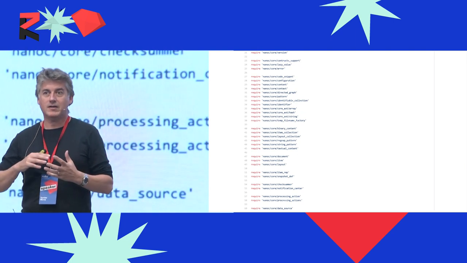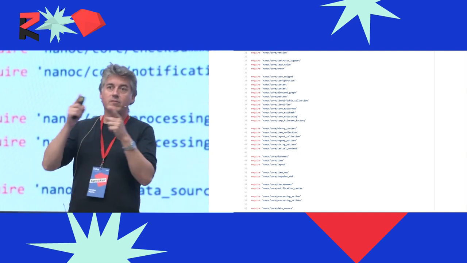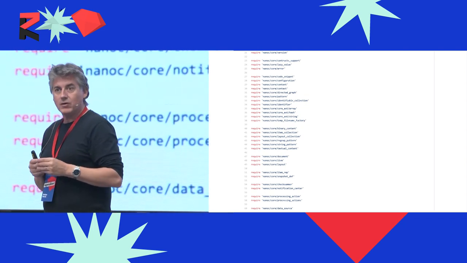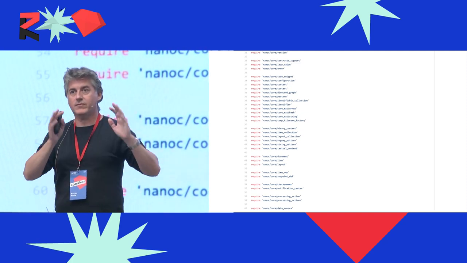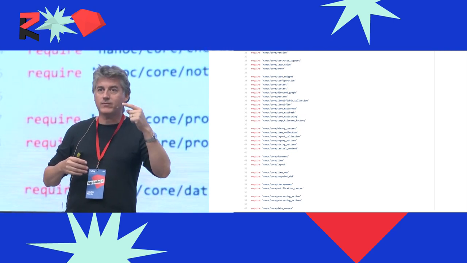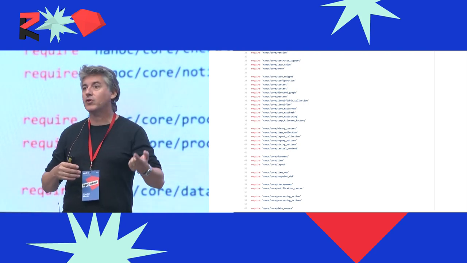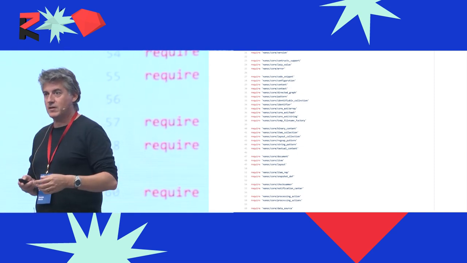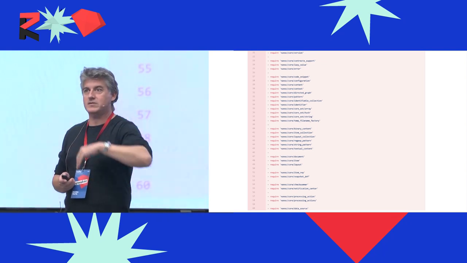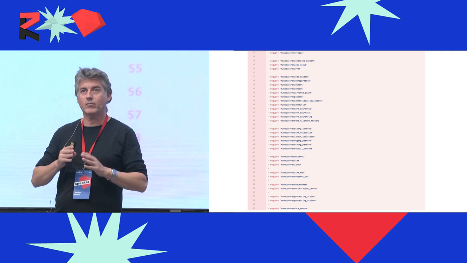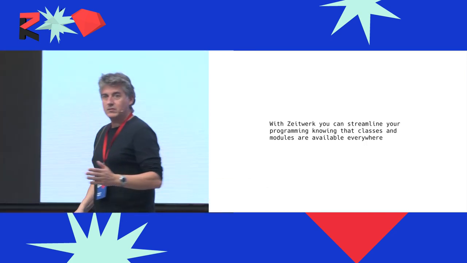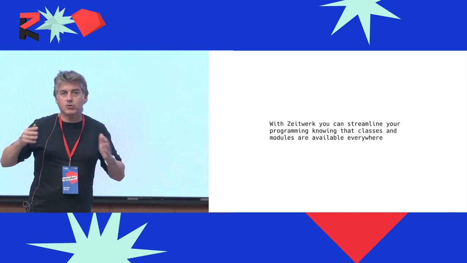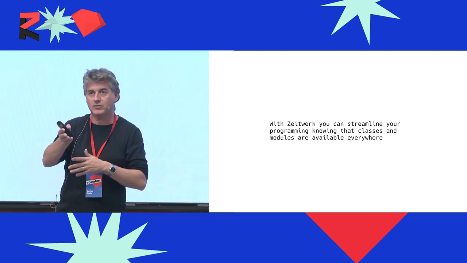But it's not a definitive solution, because if you add a file, then you need to remember to add it here. If you remove a file, you need to remember to remove it from here. And also, this list has to be ordered. You cannot put just the file somewhere. You need to put the file before code that uses your file, at least at the top level. So it has to be ordered. This is tricky. So Nanoc, after I released Zeitwerk, I started using Zeitwerk. So all of this is deleted. You just instantiate Zeitwerk, autoload from lib, done. So that's the idea, that you can streamline your programming knowing that all your classes are available everywhere. You use User, and if it's loaded, fine. If it's not, it's going to find it, load it, continue.